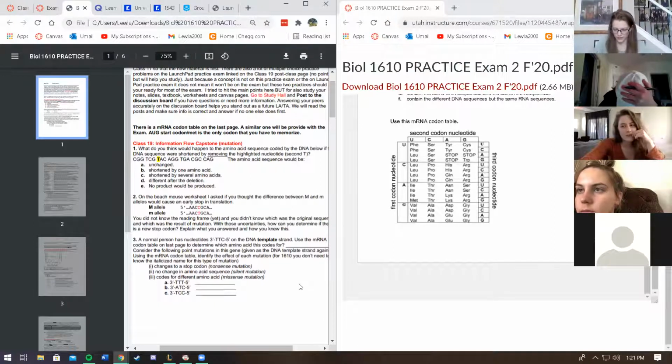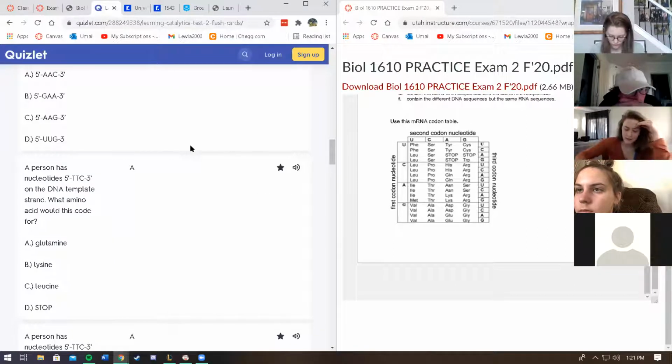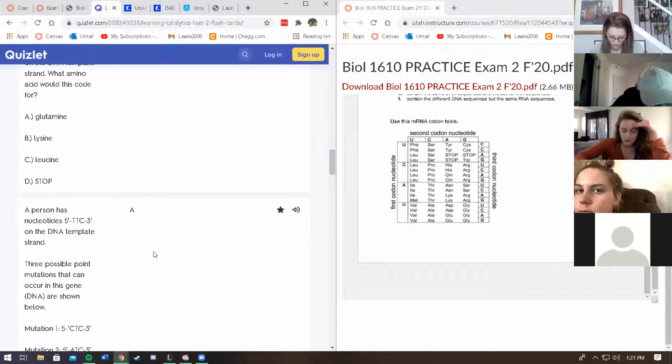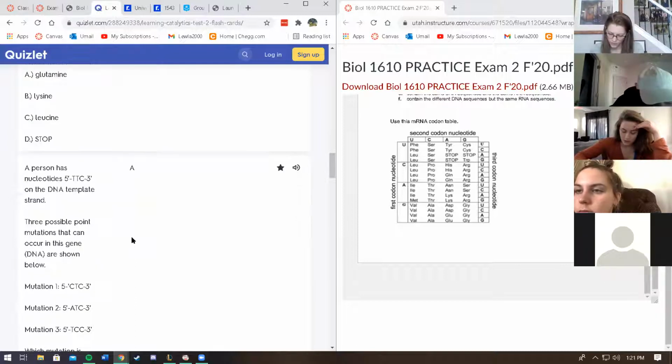For A, I just put arginine because the complementary base, the mRNA, would be 5' AAG 3'. Sorry, for the second part of A, with the mutations, what did you say? It was a missense because it just codes for a different amino acid. That one would be lysine.